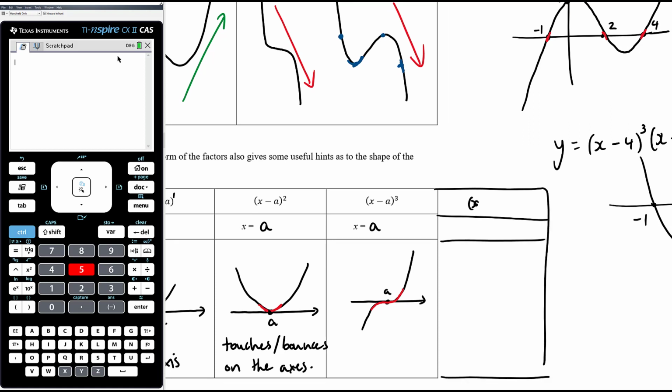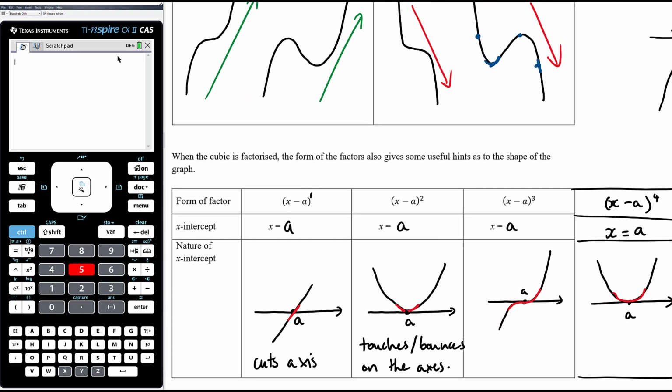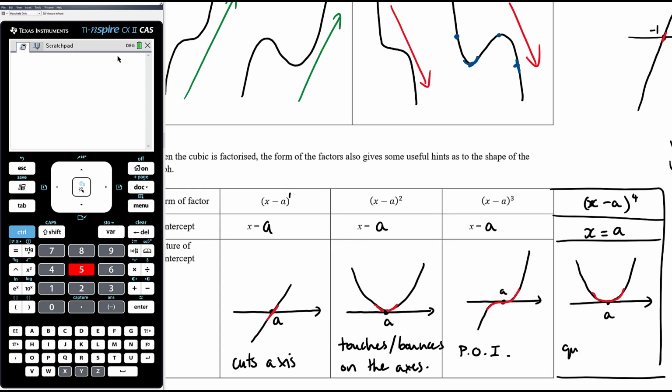We could actually extend that out if you wanted to think even further about what would happen if we had x minus a to the power of 4 as a factor. There'd be an x-intercept at a, and at a we would get sort of a quartic shape at this point. So we would get that more flat-bottomed turning point that we got with y equals x to the power of 4. That sort of flat-bottomed, more extreme parabola that we talked about at the beginning of this topic.